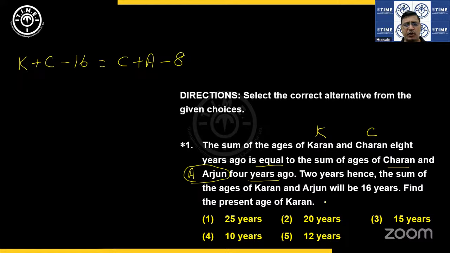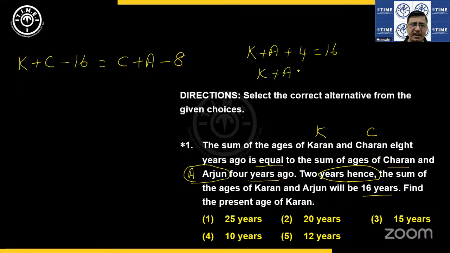Now look at the second point here. Point number 2: 2 years hence, the sum of the ages of Karan and Arjun will be 16 years. 2 years hence means after 2 years. So Karan plus Arjun after 2 years. After 2 years means 2 plus 2, that is 4 years. K plus 2, A plus 2, that is equal to 16. So how much is the value of K plus A? That is 12, by taking variables on one side, numbers on the other side.